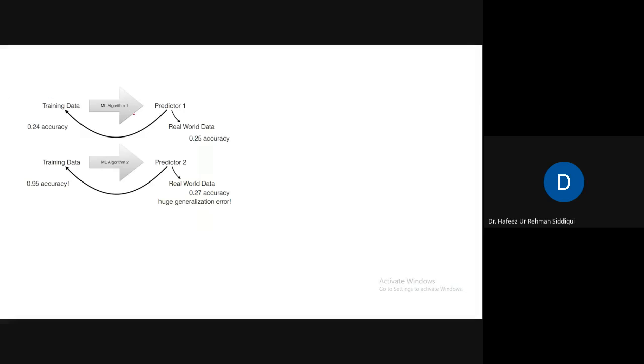And this is an example of overfitting and underfitting. If your accuracy on train is 24% and the accuracy on the test data is 25%, this is called an underfit model. If model 2 has training accuracy 95% and test accuracy 27%, then this model is overfit, because it predicts well on training data, but on the test data, on unseen data, it is not well generalized.